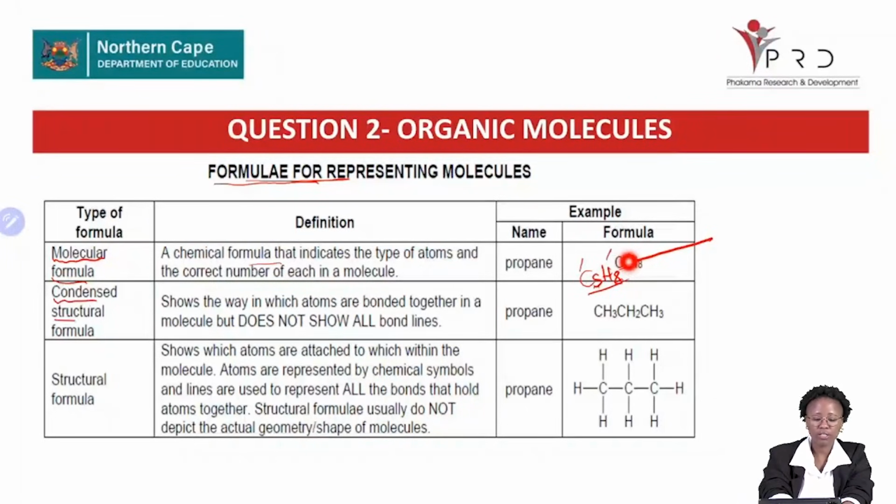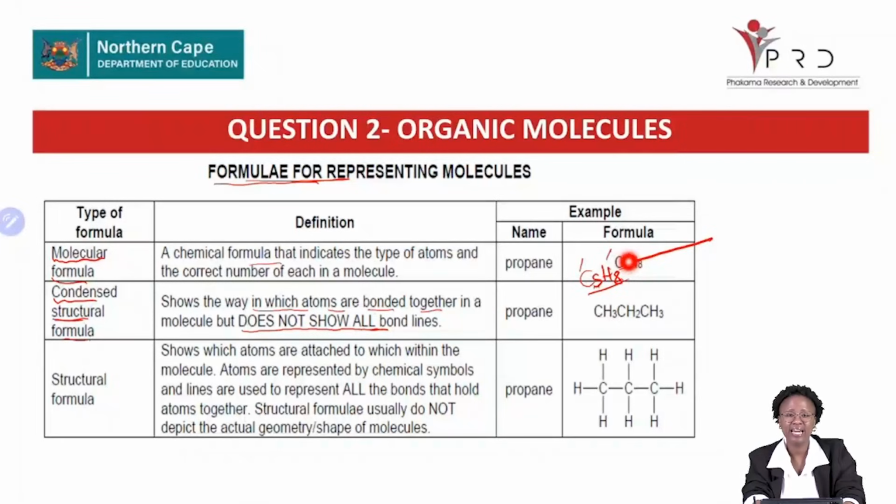The condensed structural formula shows the way in which atoms are bonded together. But what you need to remember is that you do not show any bond lines when you are writing a condensed structural formula. Over here, you can see I have a CH3, CH2, and CH3. It does show you the way in which atoms are bonded, but it does not show the bond lines between a carbon and a hydrogen. It is very important to take note of the difference between molecular formula and condensed structural formula.